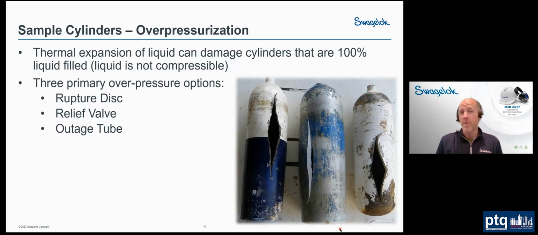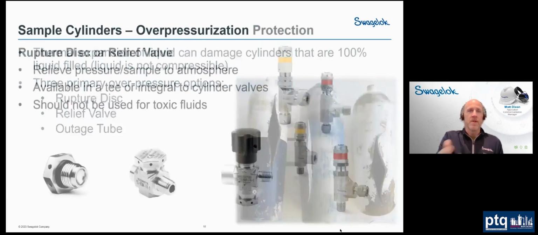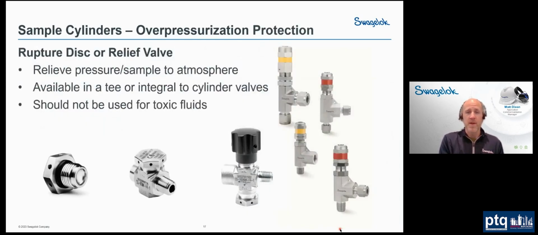And if it doesn't have a place to expand into, then that cylinder could rupture, just like what you see there on the right. So the way we deal with that, we deal with it with a few different overpressure protection options. A rupture disc and relief valve; those are the two very common ways of doing it, and also an outage tube. So let's take a quick look at a rupture disc or the relief valve.